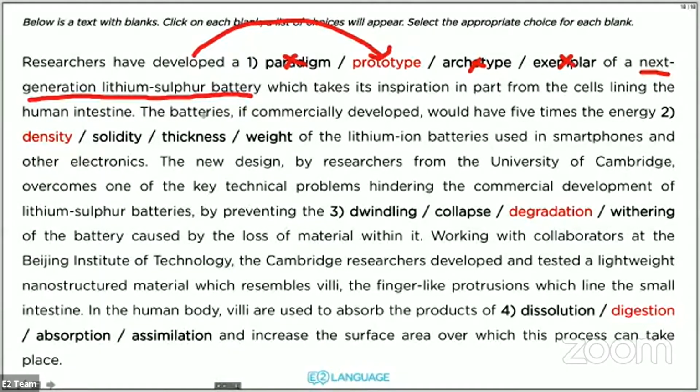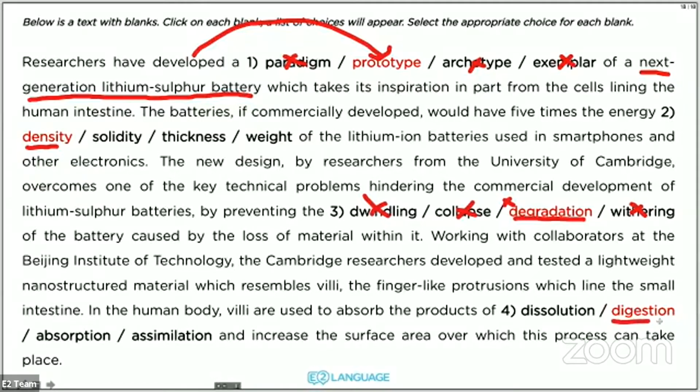What about number two? The batteries would have 5 times the energy density. Energy density is a collocation there, actually. And here we go, the new design, something about batteries by preventing the degradation of the battery caused by the loss of material within it. That is the precise word there, not dwindling, not collapse, not withering, degradation.